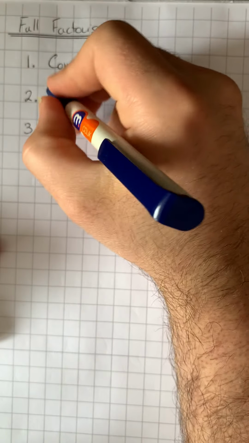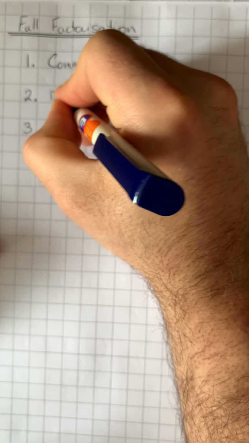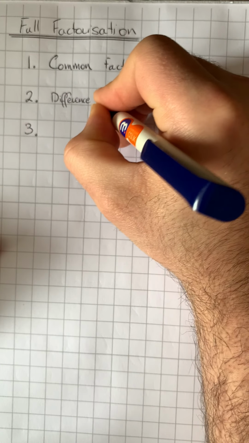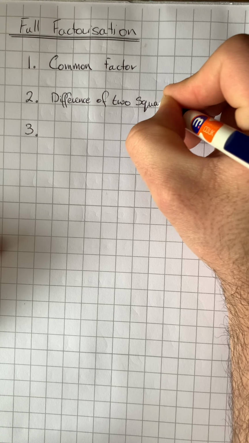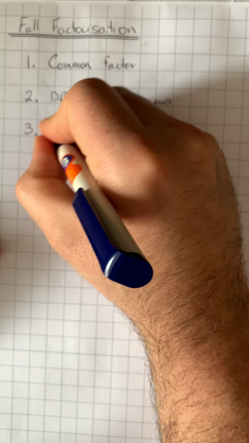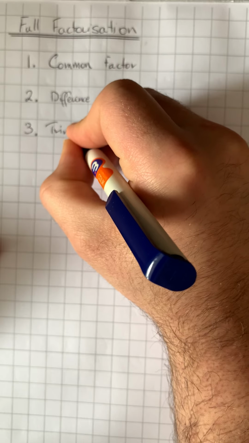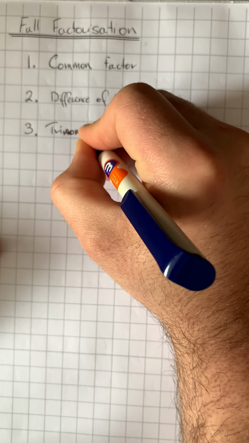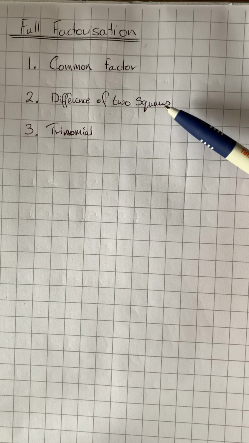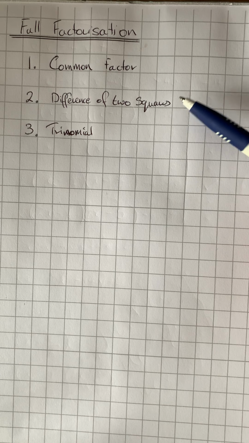The next thing we need to look for is a difference of two squares. And the third one is a trinomial, which we looked at. So we look for a trinomial or a difference of two squares. It's going to be either one or the other, but chances are it's not going to be both.